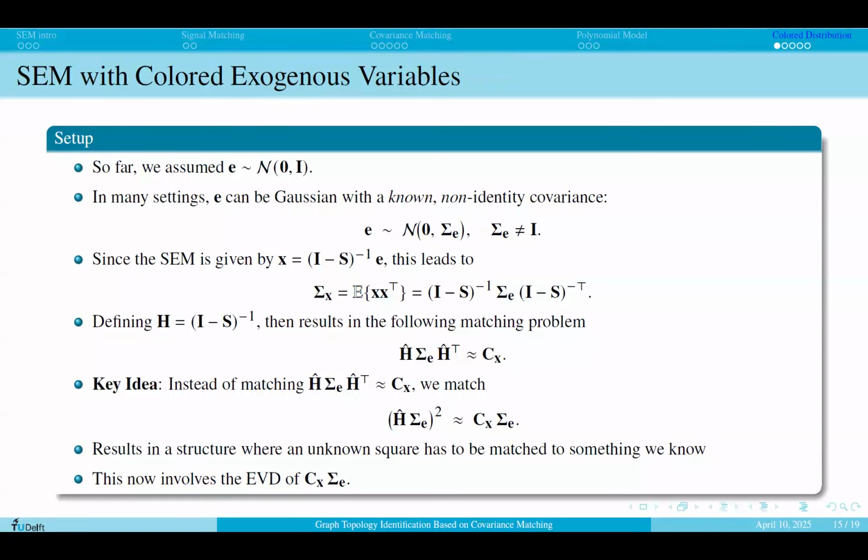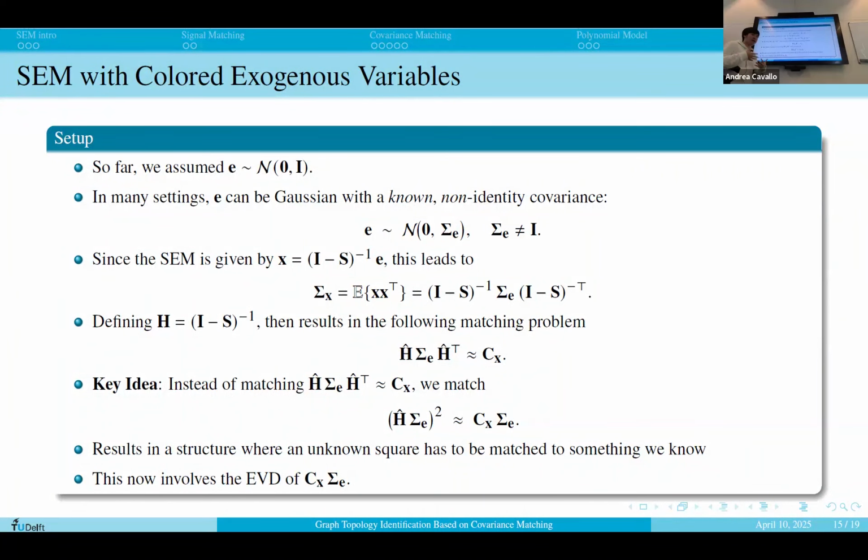Another extension we have done is when E is not white or standard, but colored, but remember we know the distribution of E. So here again we can calculate the expected covariance based on S. If we want to match the sample covariance and the expected covariance, we want to match H sigma E squared H transpose to be CX. But this one is hard to handle.